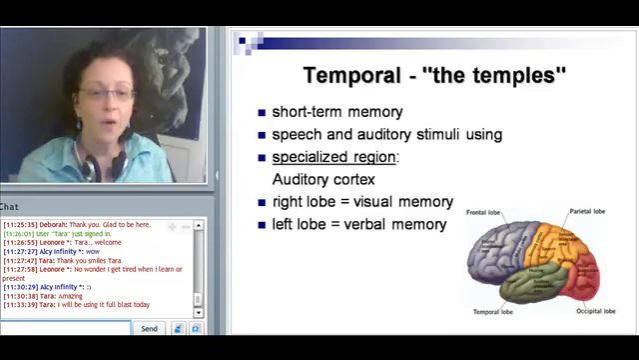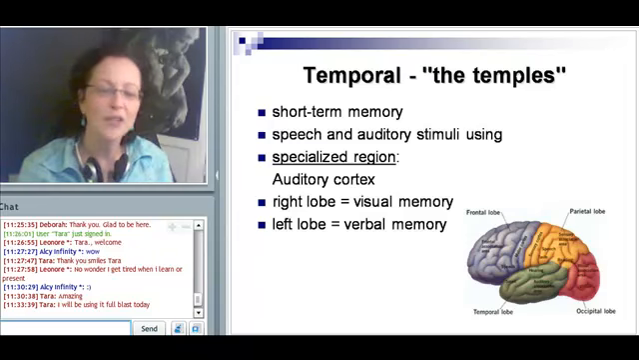The left lobe is involved in verbal memory for words and names. So if you meet a new person, and then they go away and then they come back and you try to remember their name, but you recognize them, that means your right lobe is working just fine. And if you can't remember their name, then your left lobe is not working as strongly. I can certainly relate to that one.